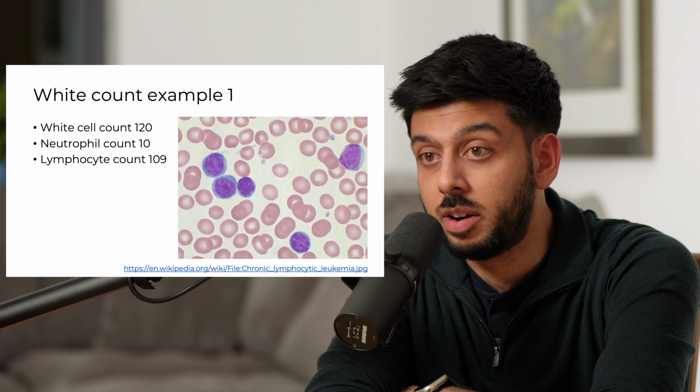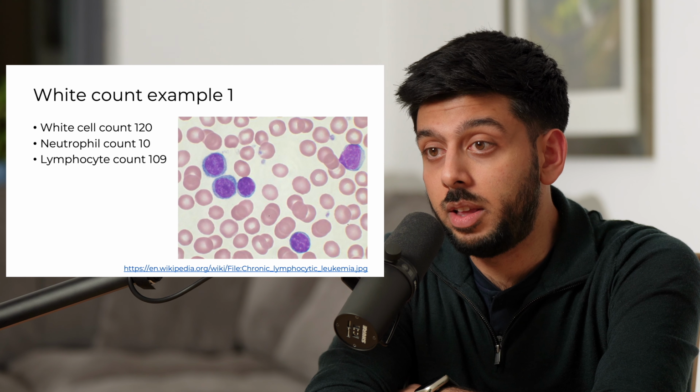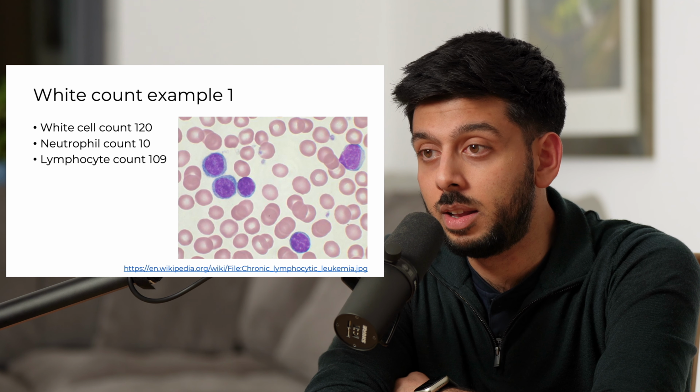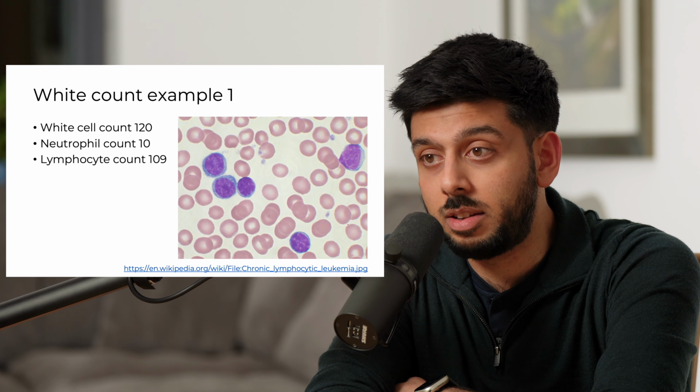It is important to look at the white count and the differential count. Take, for example, someone presenting with a white count of 120. This might be alarming at first. However, the differential here shows a neutrophil count of 10 and a lymphocyte count of 109. This usually suggests a chronic condition like CLL, or chronic lymphocytic leukemia.